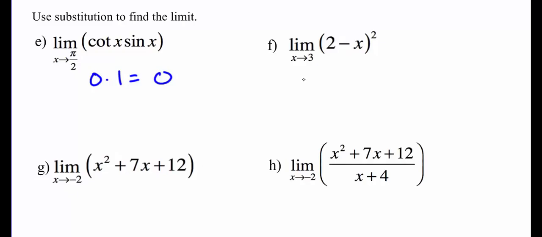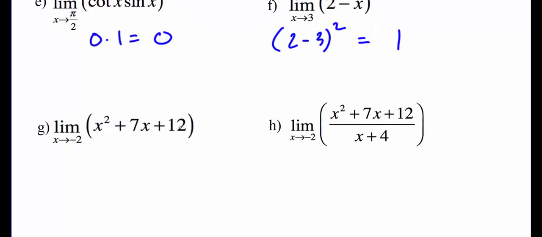All right, and we'll keep going. I feel like you can basically do these as fast as you can write them down. So 2 minus 3 quantity squared, that's negative 1 squared, which would be 1. The limit as x approaches negative 2, so I'm going to go ahead and apply these. Negative 2 squared would be 4. We'd have minus 14 and plus 12. That's going to give us 2.